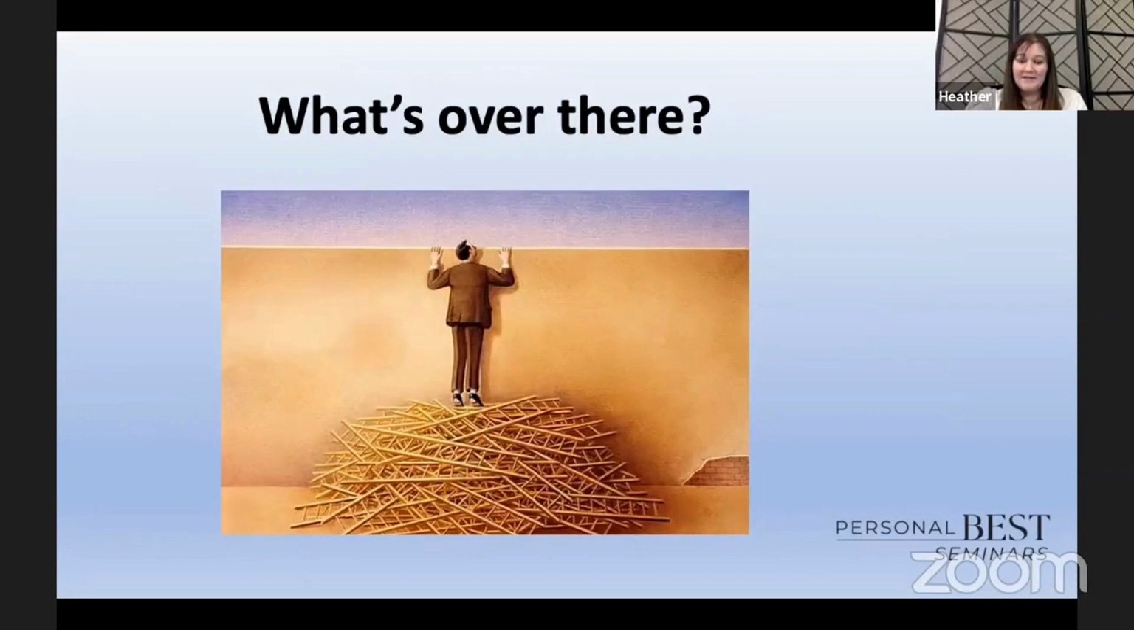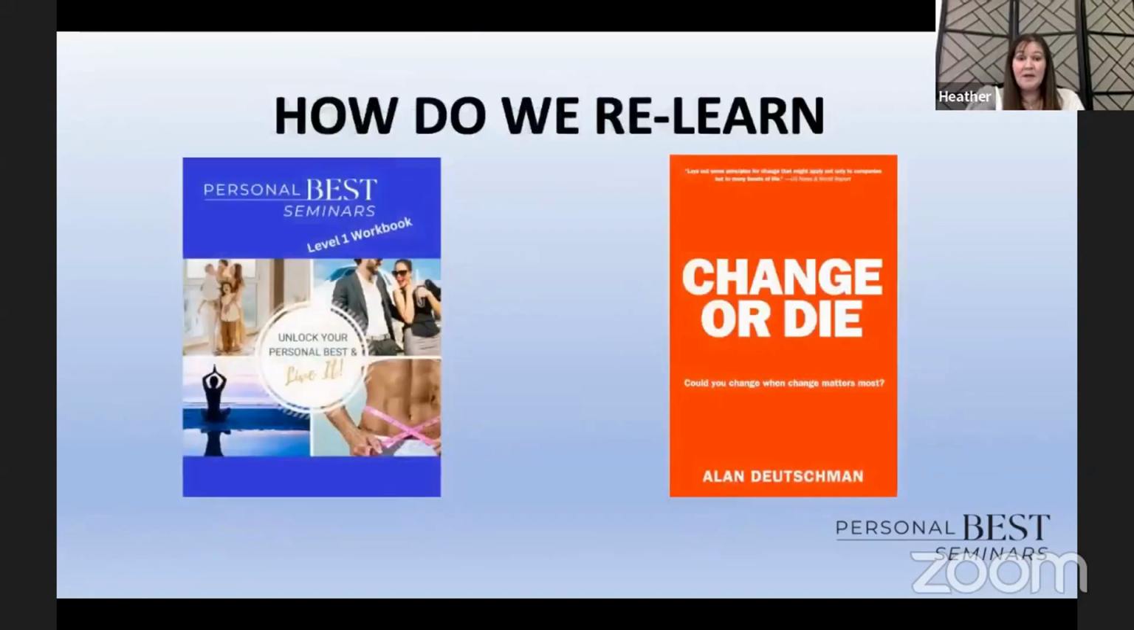And the reality is that standing on a bunch of ladders, or standing on a bunch of beliefs that aren't supporting you, they aren't helping you get over the wall. But really it could just be a modification of some beliefs that helps you stand that ladder up and get what it is that you want. So let's talk about, how do we relearn?